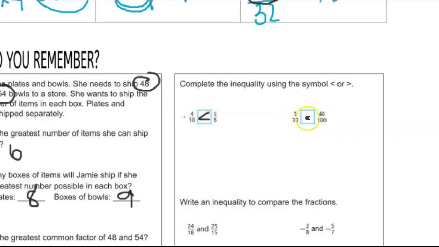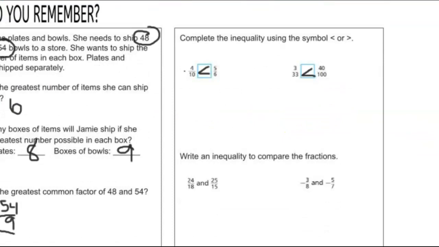On this one, though, let's take a look at it. We can do this by finding a common denominator in the bottom, or we can think mathematically and reason this out. If I only give you 3 pieces out of 33, I basically didn't give you any. But if I gave you 40 out of 100, I almost gave you half. So this is less than, because this is almost 0. This is about half. So let's look down at our next stuff right here.